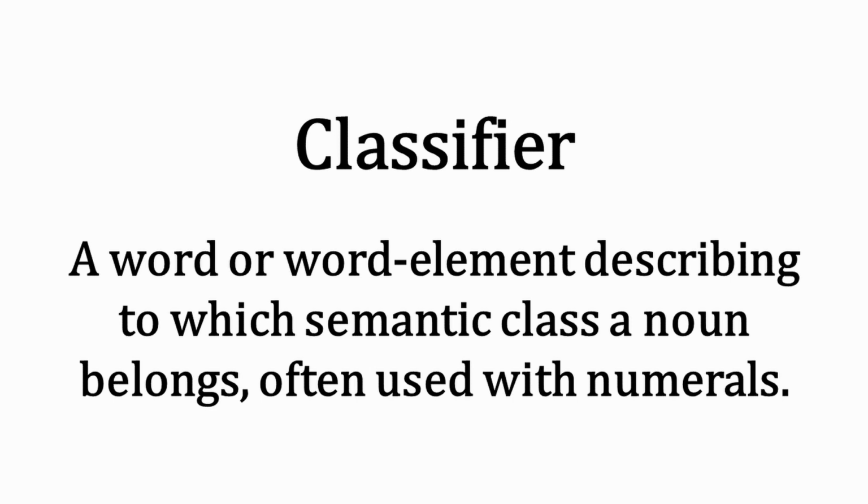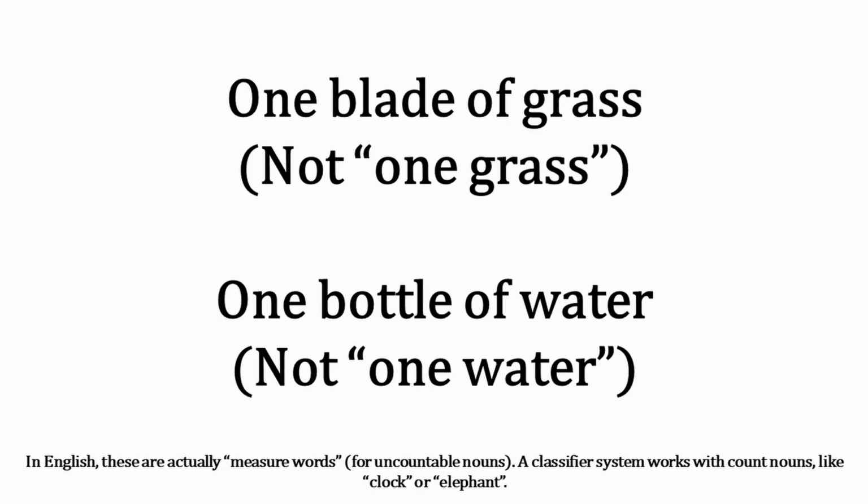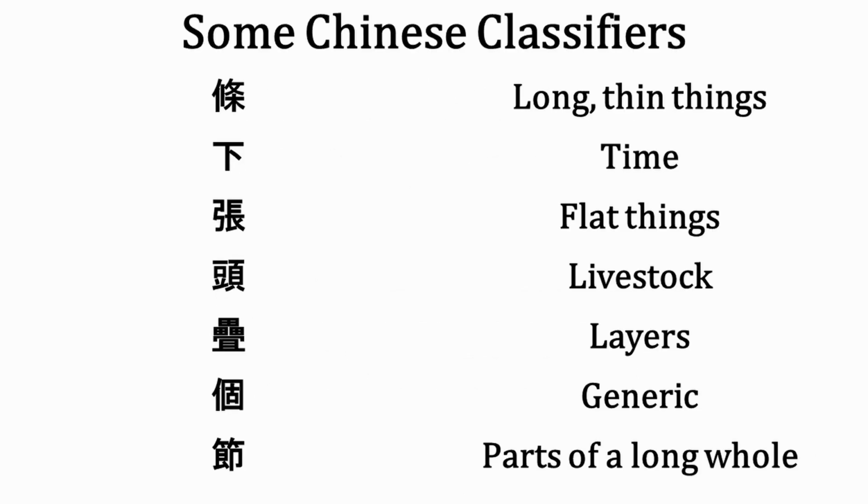A classifier is a word or affix which accompanies a noun in certain contexts in some languages. Most often this is with numerals, but there are often a few other situations where it's necessary to include them, such as with determiners. The construction is comparable to measure words in English, such as blade, as in blade of grass, or bottle, as in bottle of water. These classifiers are chosen on semantic grounds, so in Chinese there's one classifier for long objects, another for flat objects, another for livestock, and so on.